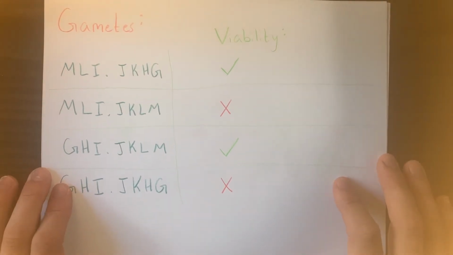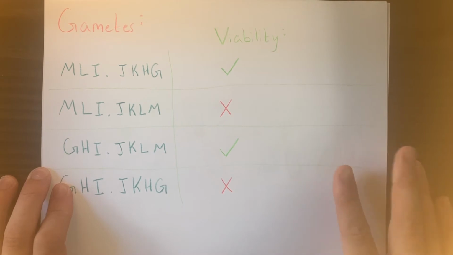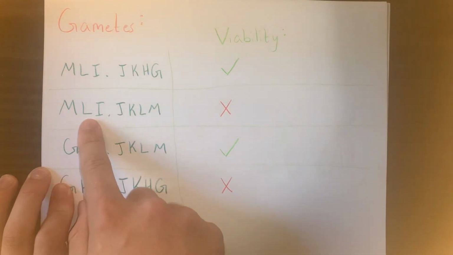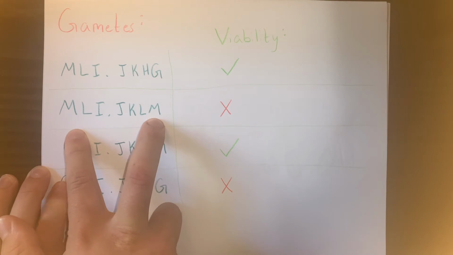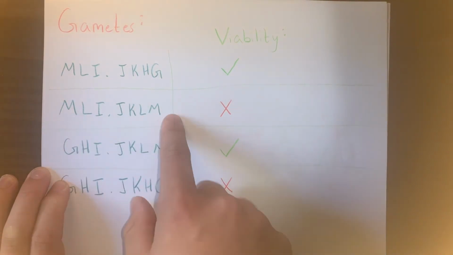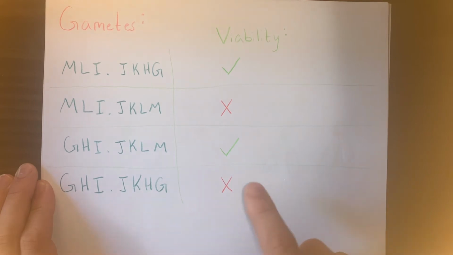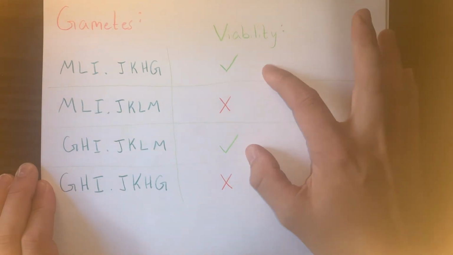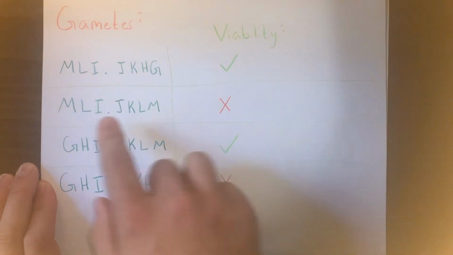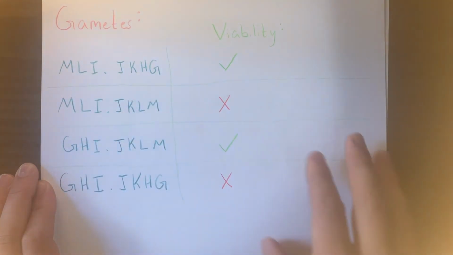And as far as viability goes, only 2 of the 4 produced would be viable. As you can see here, we have 2 M's and no G, which makes this gamete non-viable. Same with down here, 2 G's, no M, so it is not viable. Whereas these 2 are viable. They have 1 of every letter and no repeats or deletions.